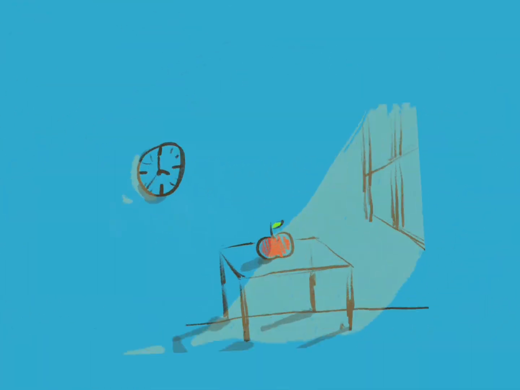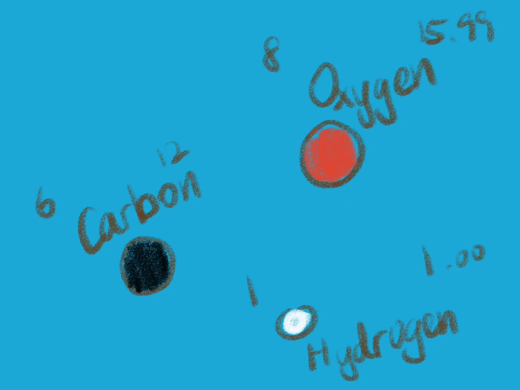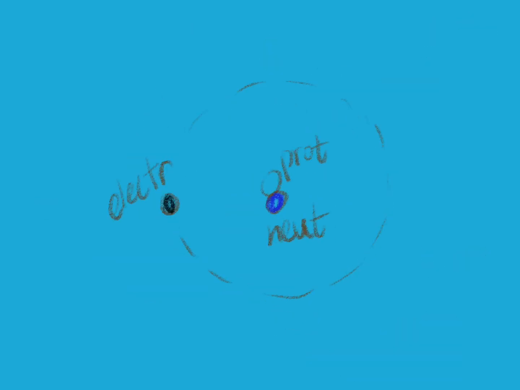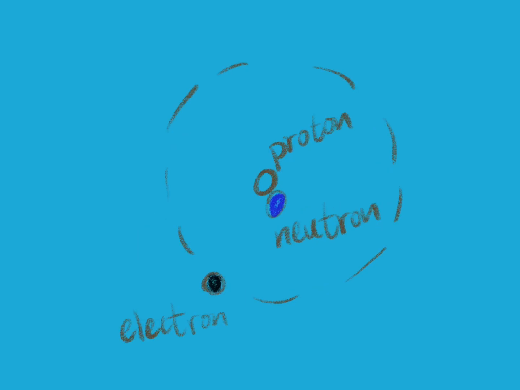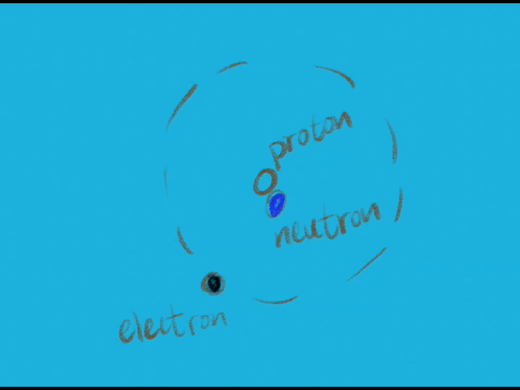Now let's zoom in. Inside the apple are atoms, mostly carbon, oxygen, and hydrogen. Breaking them further, and you find protons, neutrons, and electrons, and even deeper, quarks and gluons. But none of these particles simply appeared here. These smallest units of form come from events of the greatest scale.